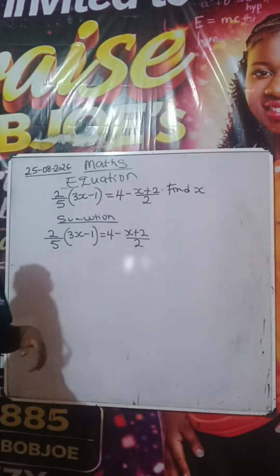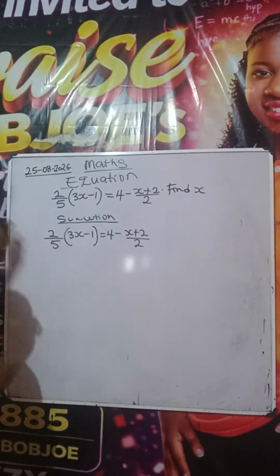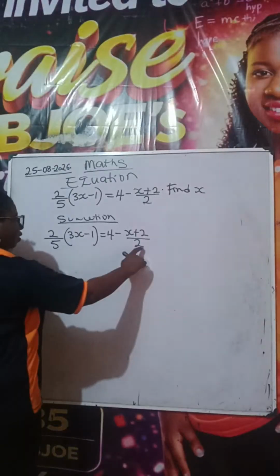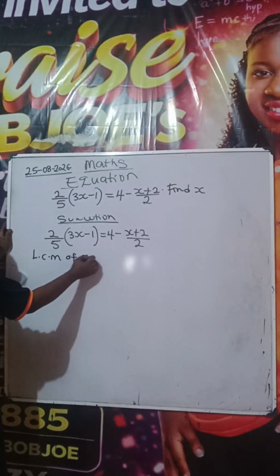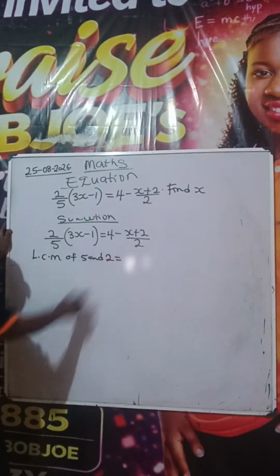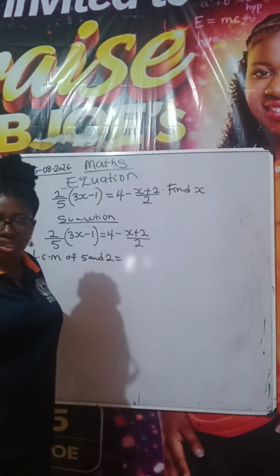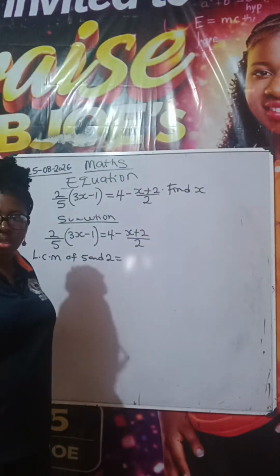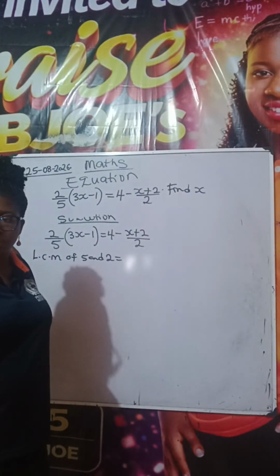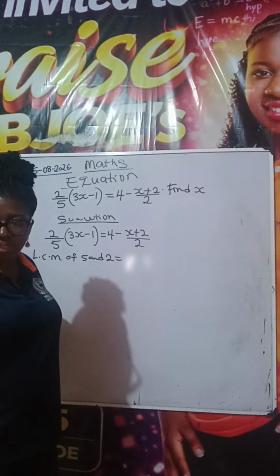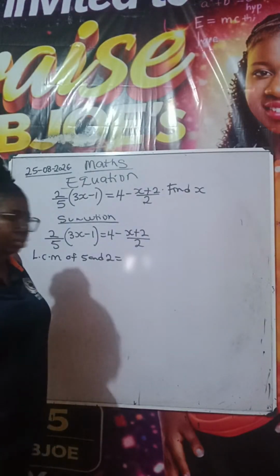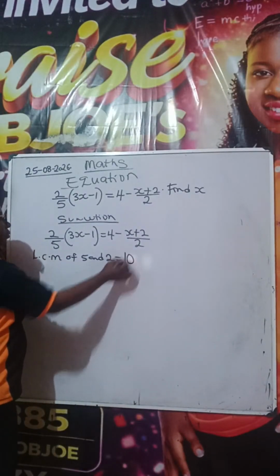So now all we need to do is to find the LCM. So what is the LCM of 5 and 2? Of the denominators. Straight, just find the LCM. What do we have? So we have 10. Yes, it's 10. Good job. So it's 10.